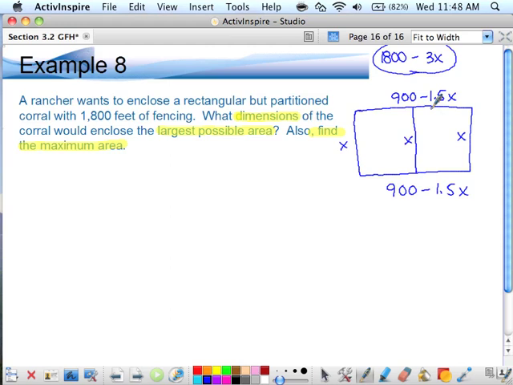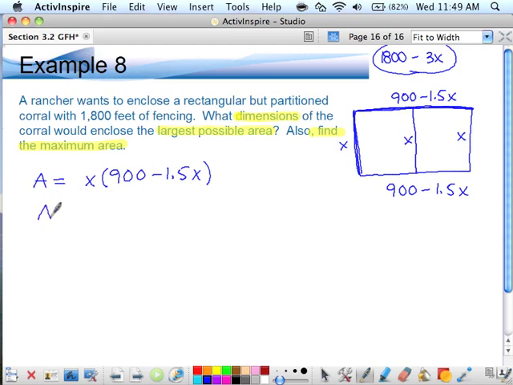Now let's turn our attention to what we're going to find. We want the largest possible area. We want the maximum area. So I'm going to need an area equation. My area equation is going to be the length of the total rectangle by the total width. So my area equation is x times 900 minus 1.5x. Notice that even though there's an extra piece of fencing in the middle, it doesn't affect our area significantly, and we don't take it into account.